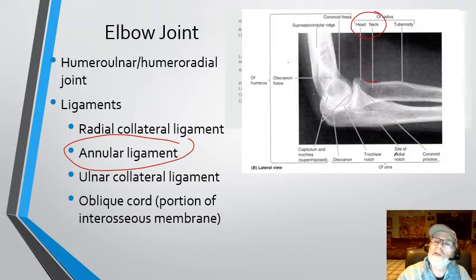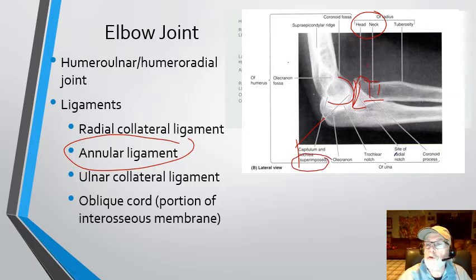So you can see there's the neck right here. Here's the disc-shaped head that's concave. Here'd be the area of the capitulum and the trochlea. You can see the olecranon in here. See that word right there? Capitulum and trochlea superimposed. That's why it looks round and dense. Because the capitulum and the trochlea are one on top of the other at that point when I'm looking from that direction.